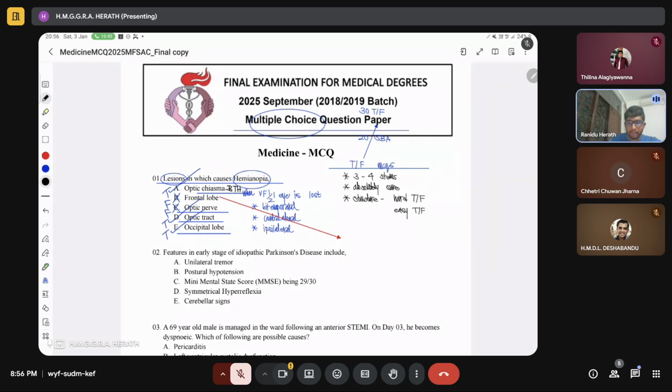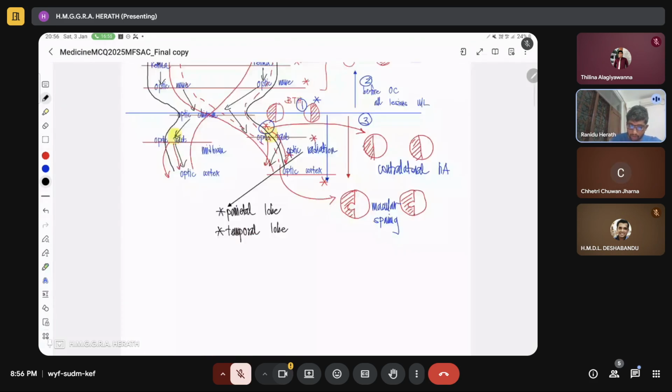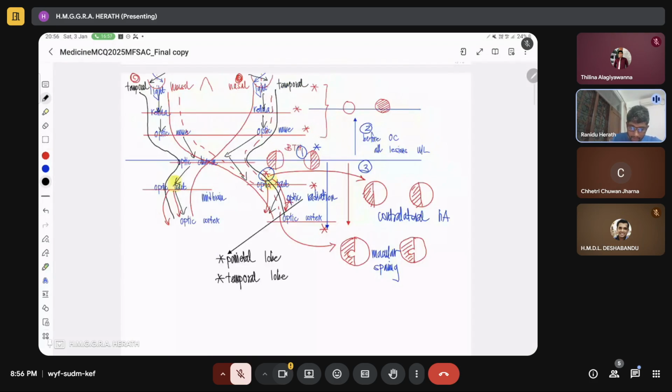If there's a lesion in the frontal lobe, parietal lobe, occipital lobe, or temporal lobe... Wait, repeat the question. So now this optic tract goes to somewhere called the lateral geniculate body. That is an additional detail which I didn't mention here. That also goes and radiates to the occipital cortex, right? So sometimes there can be lesions in the parietal lobe and the temporal lobe which obstruct the optic radiation.